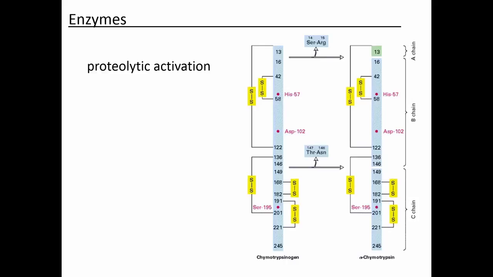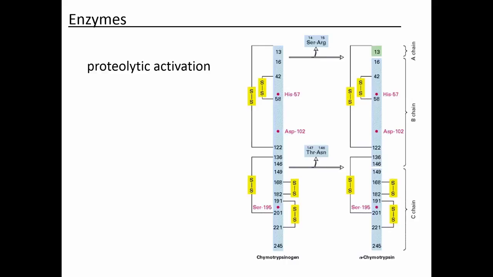And what proteolytic activation is, or what happens, is proteolytic activation is whenever the breaking of covalent bonds within the enzyme activates the enzyme. So one of the enzyme names you didn't need to know was proteases, and a protease is an enzyme that catalyzes the breakdown of proteins. It does that by breaking covalent bonds. And so proteolytic activation is whenever the breaking of covalent bonds activates the enzyme.